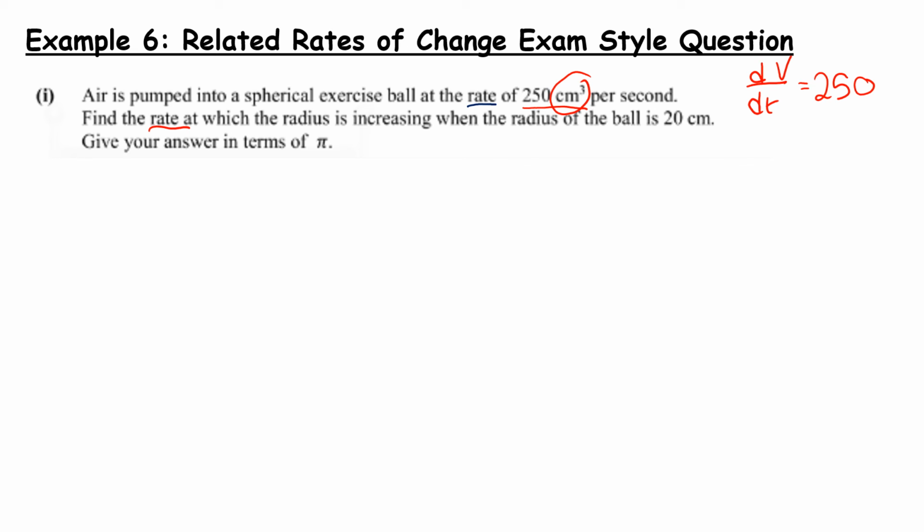Find the rate at which the radius is increasing. So the thing we want is dr dt, the rate at which the radius is increasing when the radius of the ball is 20. Okay, so we have a sphere. We're going to need to figure out something about the sphere because we're missing one piece of information, and that is the volume formula. So in your log tables, on page 10, the formula for the volume of a sphere is 4 over 3 pi r cubed.